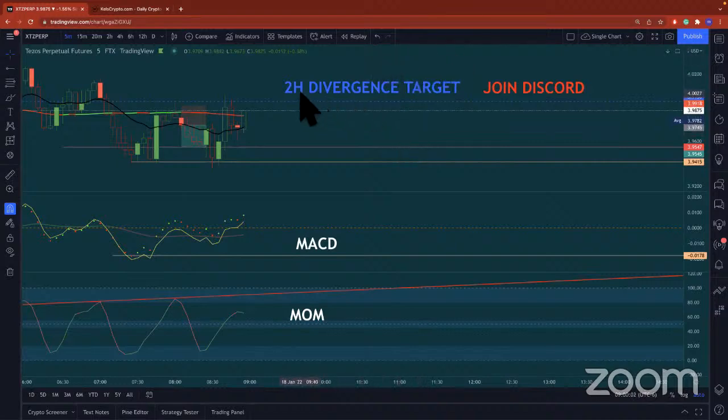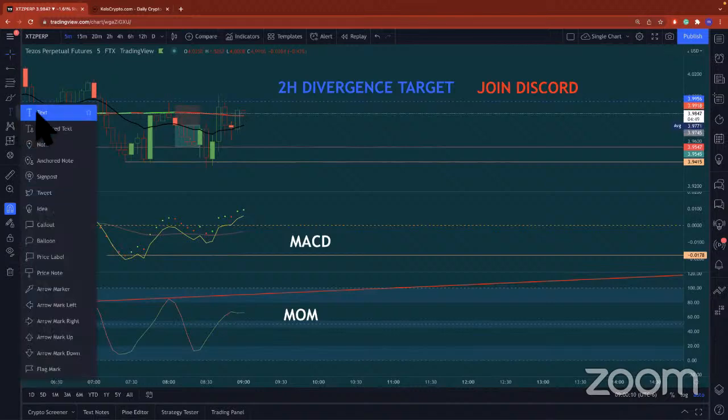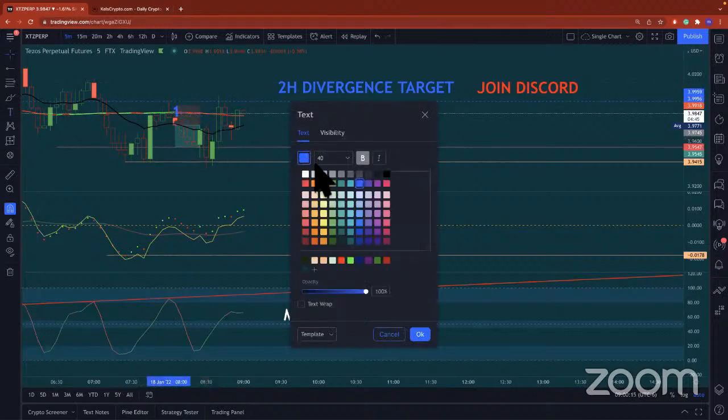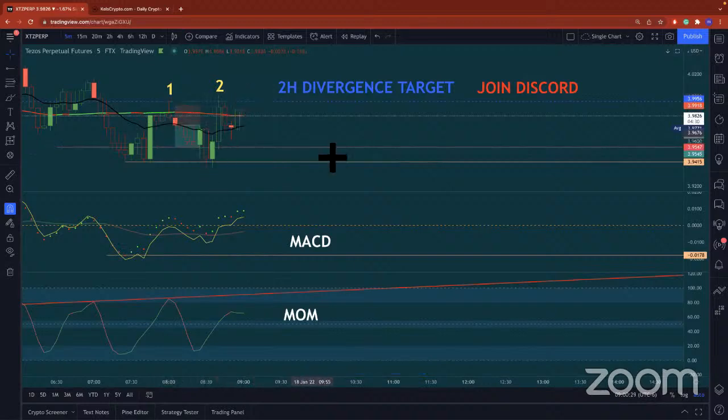Look at that divergence target. Let's hit it one time, 2 times for us. We'll keep track of it. What a wonderful way to trade. One, let's do them in yellow. Hit it on us at 1, 2, 1%. Hit it once. We'll count how many times it hits it.